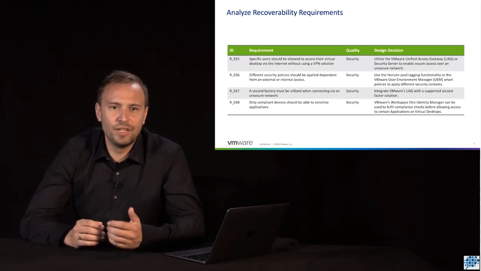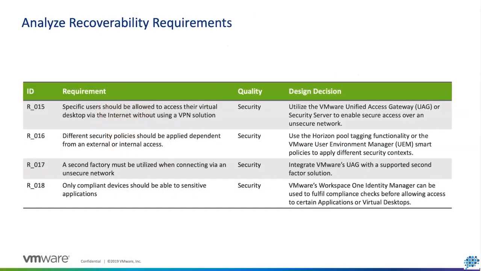Another requirement that we often see is that different security policies, different applications, and desktops should be accessed depending on whether we have internal or external access. What does it mean? Do I come from the internal LAN of my enterprise? I'm allowed to access all applications and all virtual desktops. That's where I'm probably allowed to use all kinds of data exchange mechanisms. But do I come from an unsecure network over the internet? I'm probably not allowed to see all of the desktops in our environment.